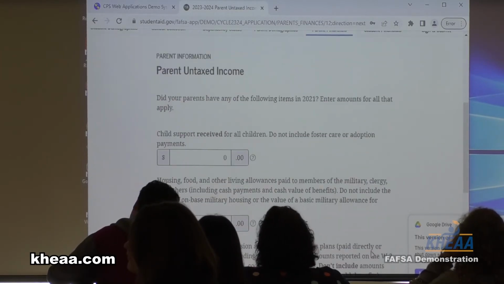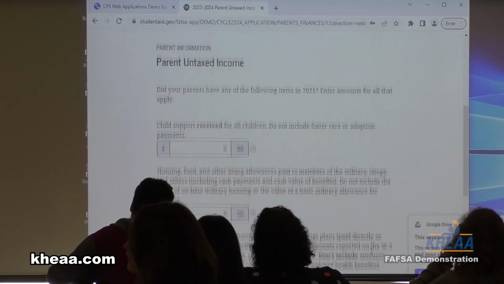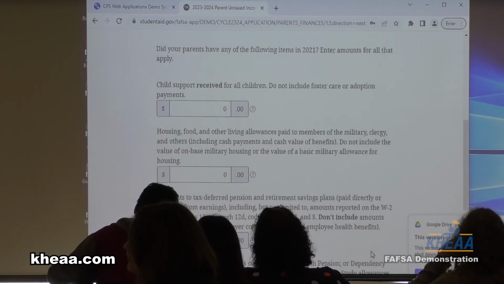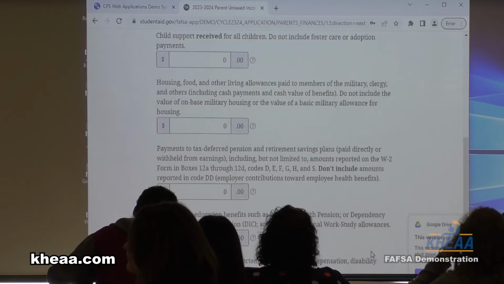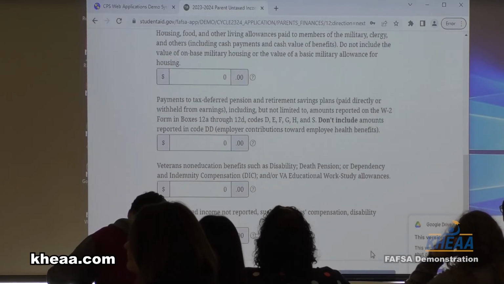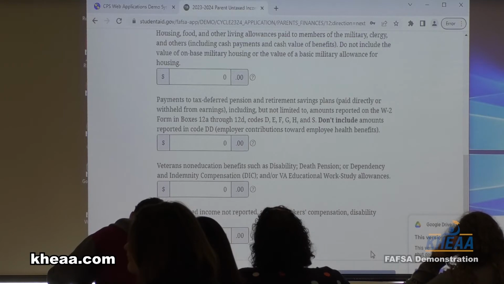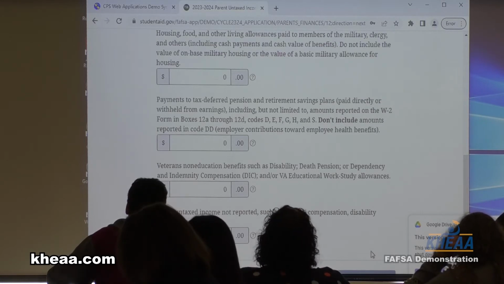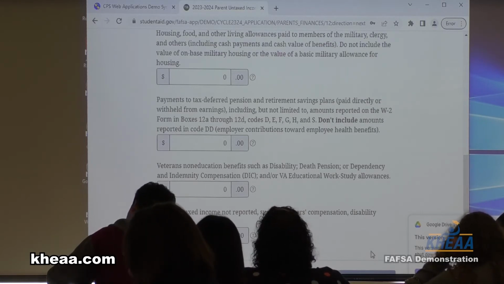So the next page is the parent untaxed income. So that talks about child support again for the other parent, housing, food, and other living allowances, things like that. Payment to tax deferred pension or retirement savings plans. So I see this a lot in teachers. So a teacher will pay into like the retirement plan and things like that. So that's where you'll write that in. That will also not be transferred from the IRS, okay? So even if you transfer that stuff, that information will not be on there. You'll have to type that in manually.